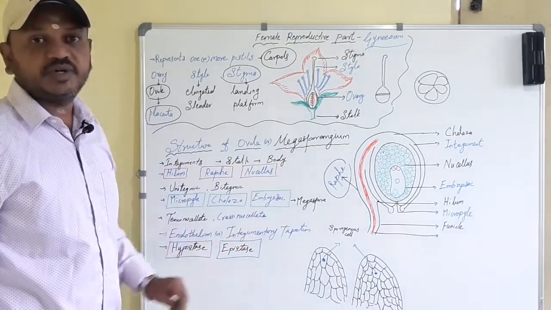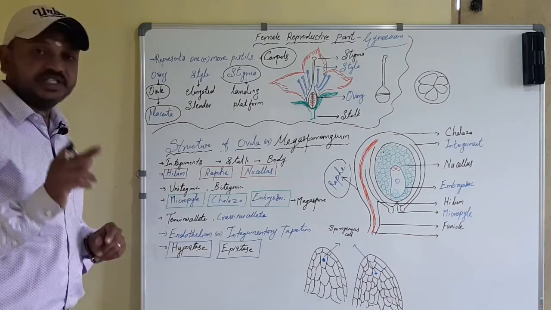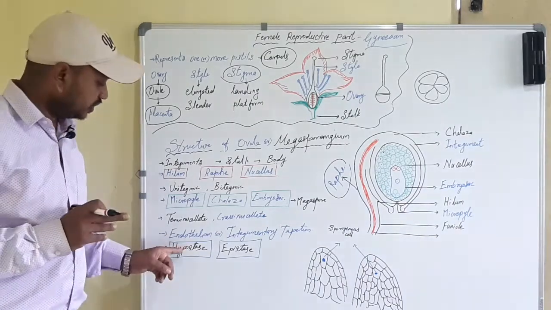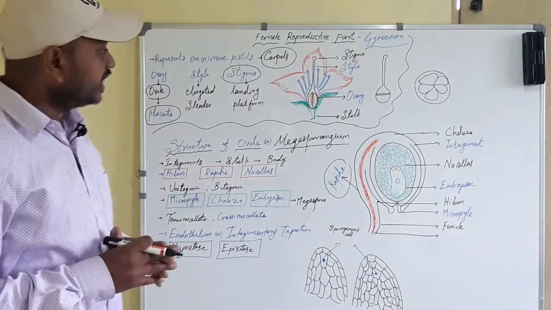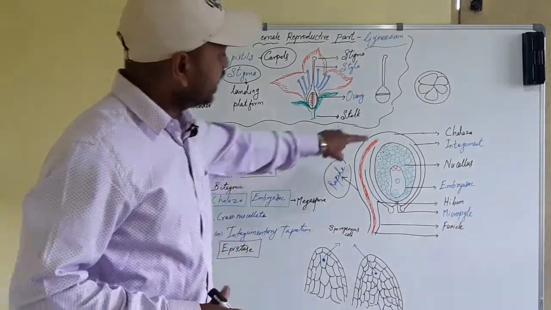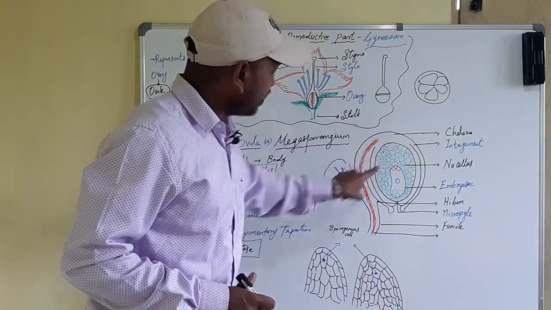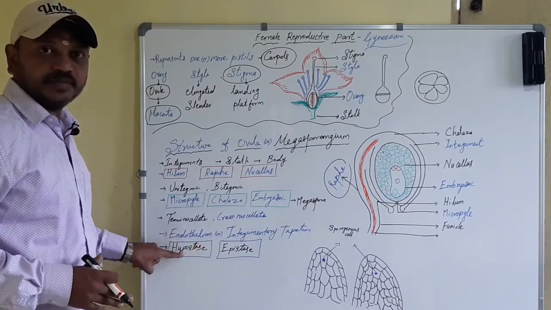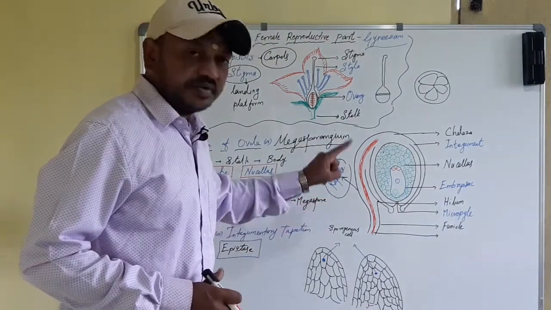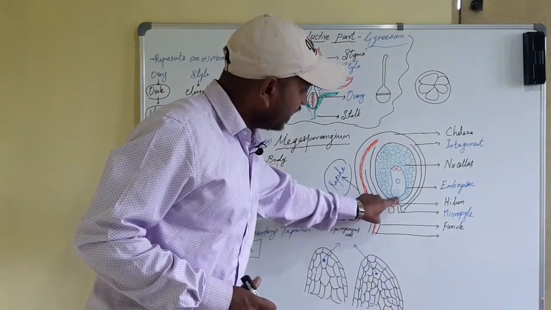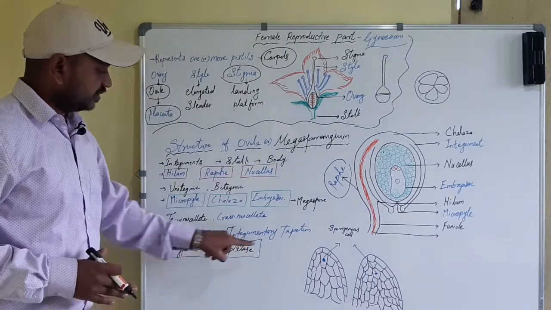So, an important 2-mark question. Next, hypostase and epistase. These are the 2 terms, hypostase and epistase. What is hypostase? The cells present between the chalaza and the embryo sac, this region is called hypostase. And the second one, epistase. Here the cells present between the micropyle and the embryo sac, this region is called epistase.